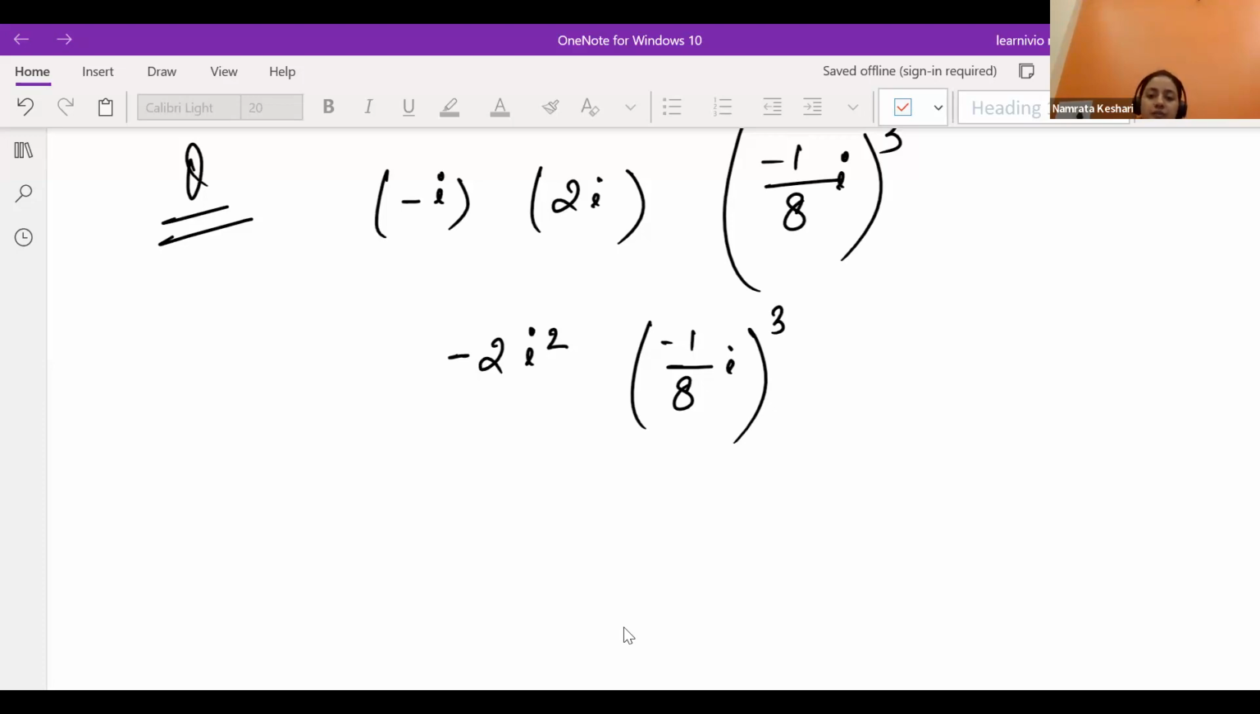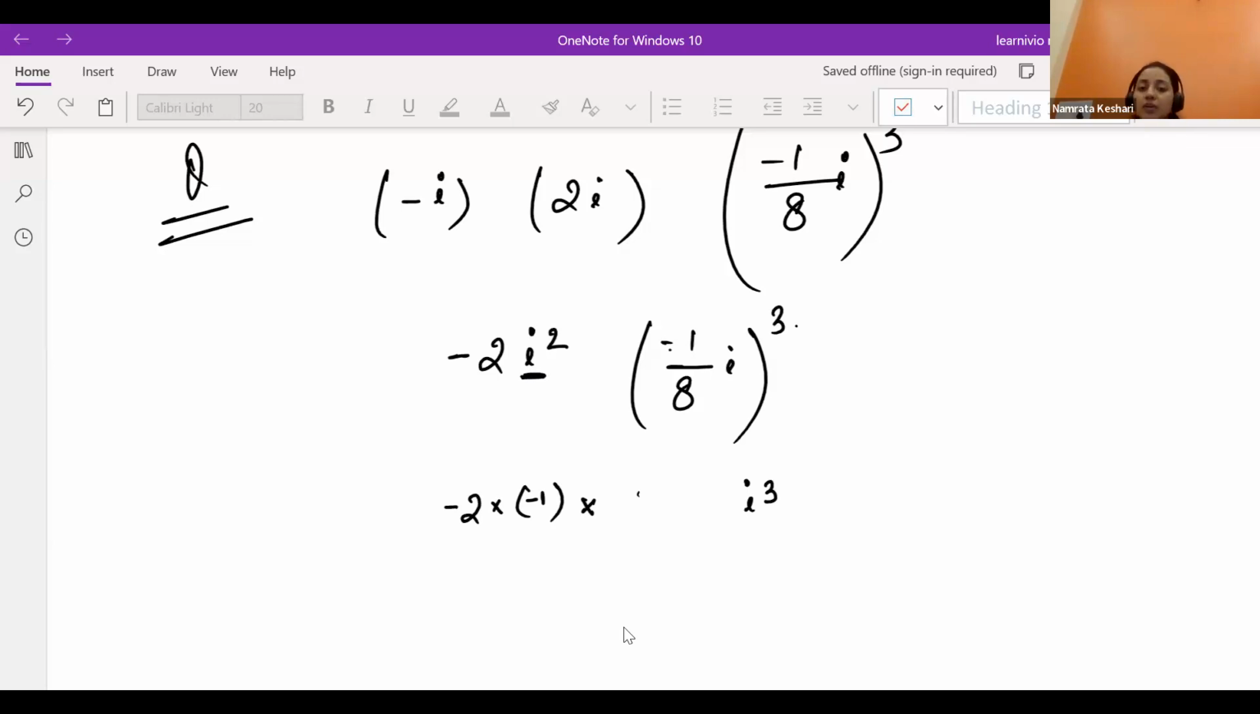What are we going to get from here? Let's do the multiplication. Here only you can substitute i square as minus 1. It's your wish: in installments you can substitute the i value, or multiply all the i's together and then start solving. It's completely okay, eventually we'll get the same answer. Minus 1 by 8 i, this i cube will be there. 1 cube, this minus 1 cube.